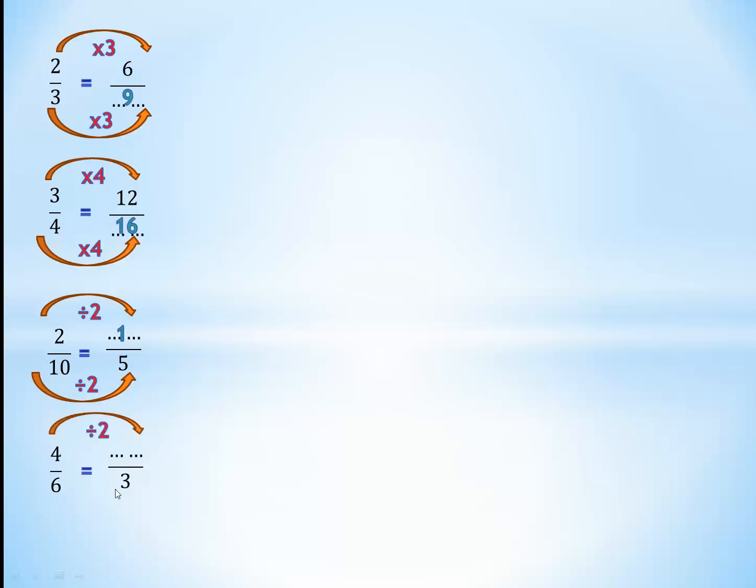It will be 9. Okay, 3 becomes 12, increased, so we are going to multiply. 3 times what equals 12? 3 times 4 equals 12, and 4 times 4 equals 16. 10 becomes 5, decreased, so we are going to divide. 10 divided by what equals 5? 10 divided by 2, and 2 divided by 2 equals 1. 6 becomes 3, so we are going to divide. 6 divided by 2 and 4 divided by 2, it will be 2.